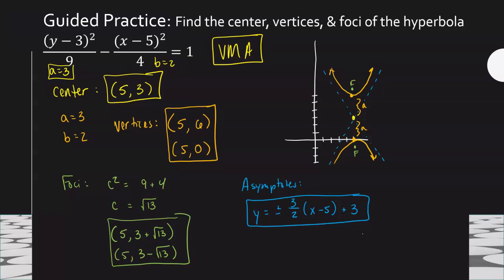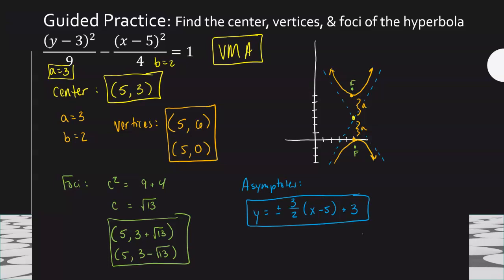I'm going to skip down there in green. So to find our c value, because we're going to use that for the foci, c squared equals a squared plus b squared, so 9 plus 4, or the square root of 13, would be the same thing that we had in the previous example. And so we use the c value again to find the foci.